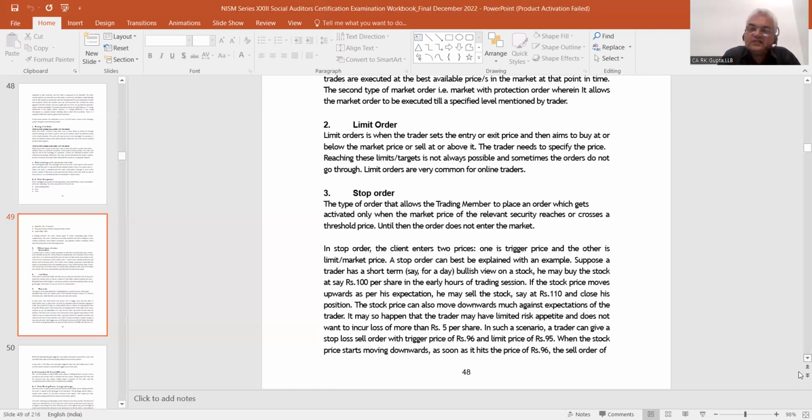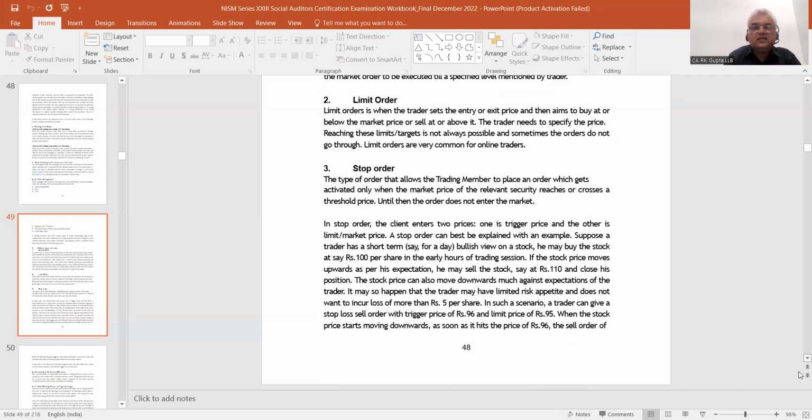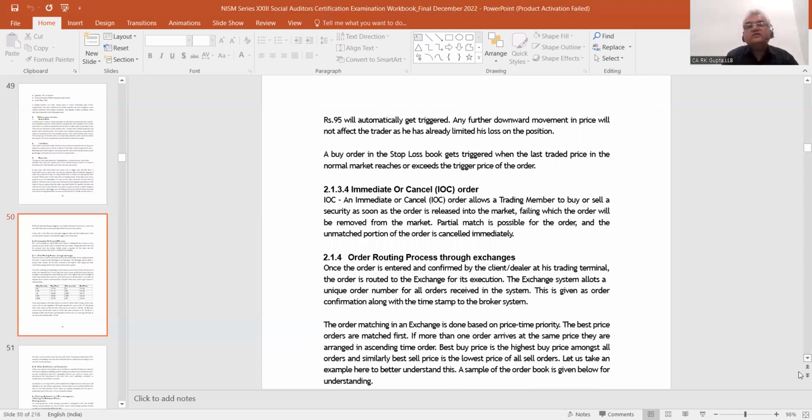So there are two things. One is the trigger price. The trigger price is what you offer when the price reaches 96 or goes down to 96, and a limit price of rupees 95. So when the stock price starts moving downwards, as soon as it hits the price of 96, the sell order of rupees 95 will automatically get triggered, and this security is available for 95. Any further downward movement in price will not affect the trader as he has already limited his loss on the position, stop loss. So he has said that he won't sell for less than this.